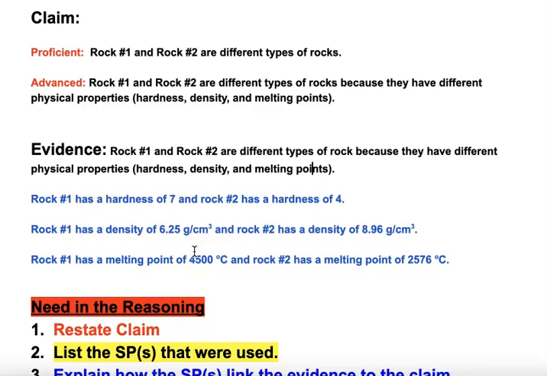A lot of you in your last test didn't have your quantitative data. So you have to have this. You can't just say, oh, rock 1 and rock 2 have different hardnesses. Rock 1 and rock 2 have different densities. Rock 1 and rock 2 have different melting points. You won't get above a developing for that. You have to have the evidence. You have to have the data.